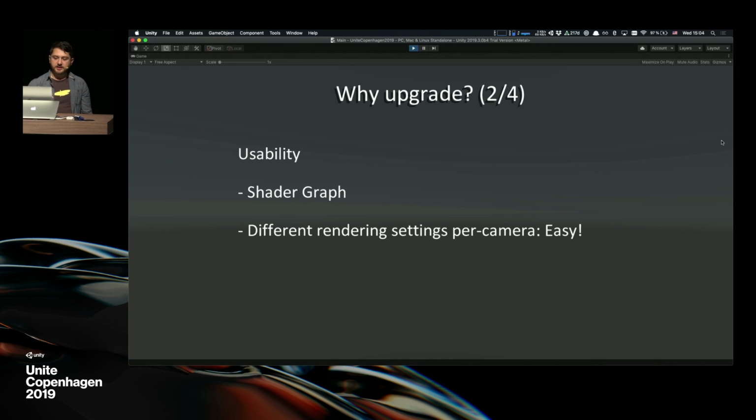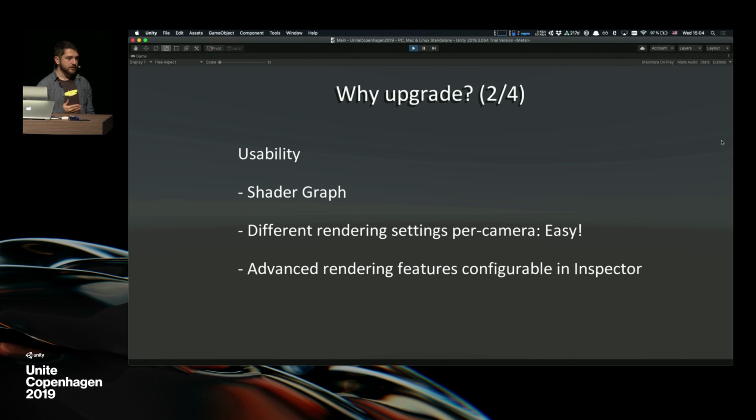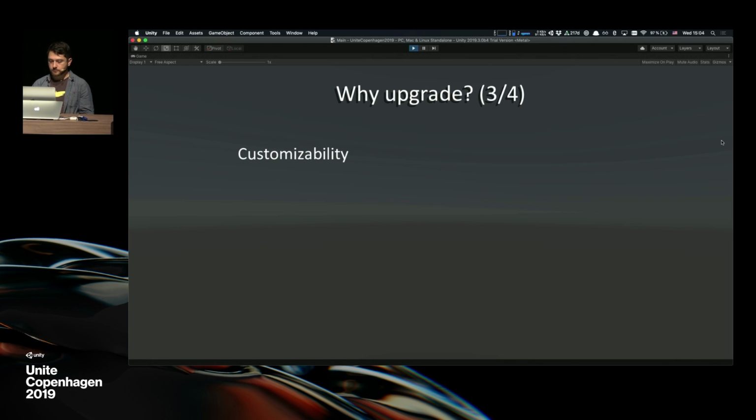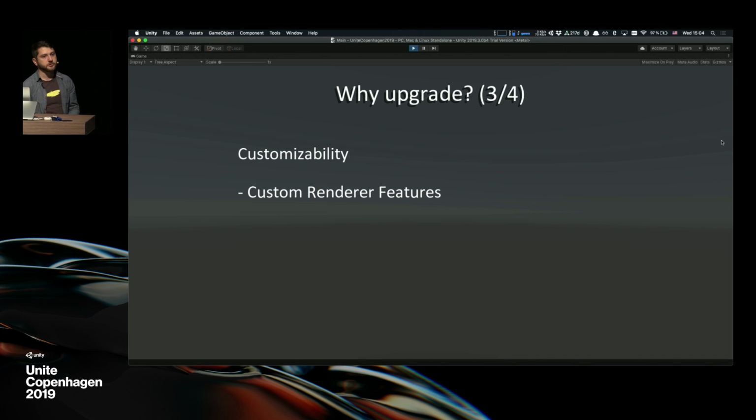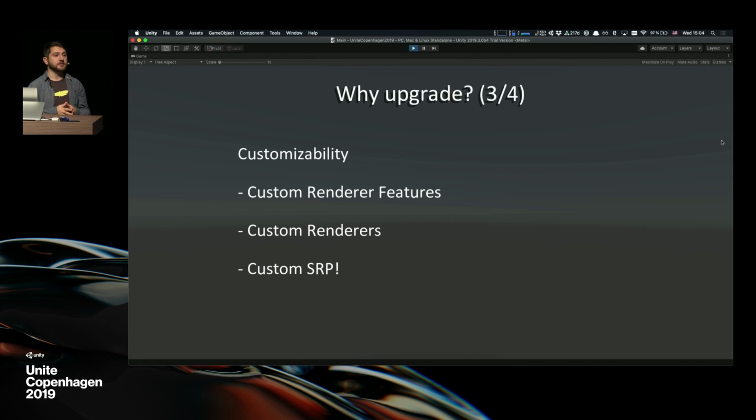It's also very easy to assign completely different rendering settings per camera through the inspector, and advanced rendering features such as custom passes that draw specific objects with specific effects are also configurable via the inspector. Third point is customizability. There are several levels of customizability when you're using an SRP. You can write custom renderer features, custom renderers, and custom SRPs. And you can also take Universal RP as a baseline and fork it from whichever version you want, make your own modifications to it, put it in your project as a local package, and ship it.